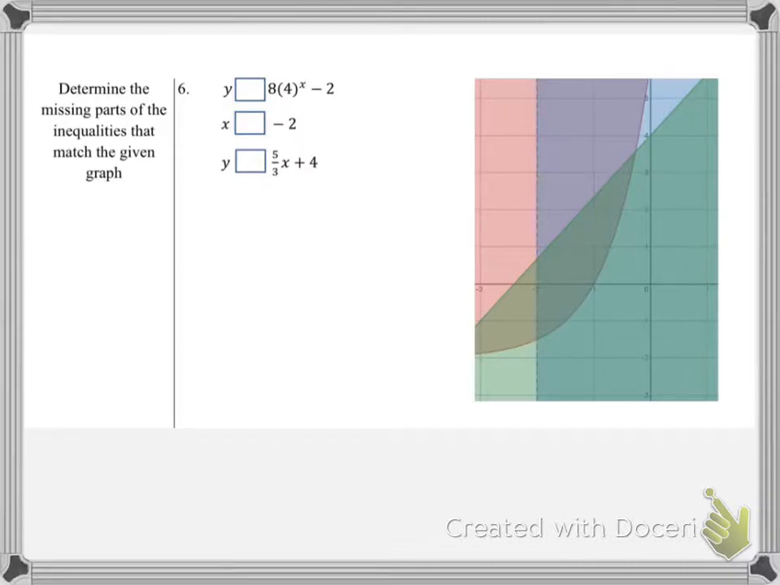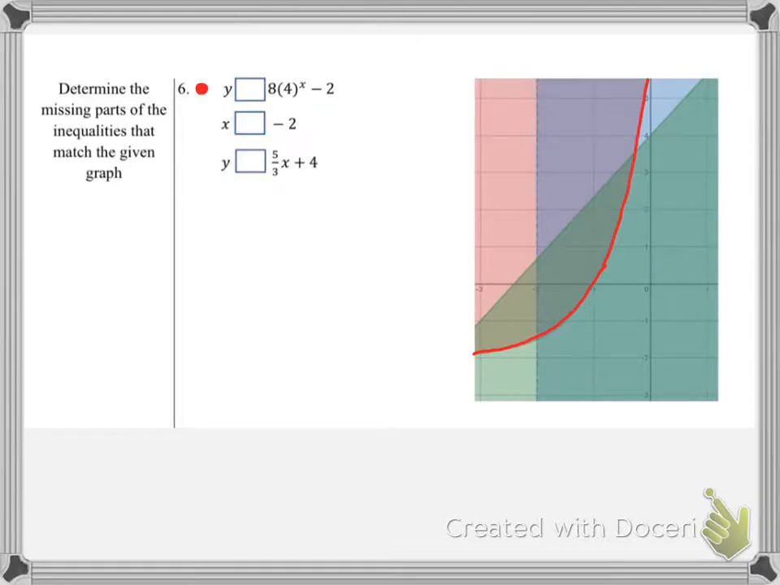Okay, so let's do the red. So I see a red boundary here. Okay. That's not a line. That's clearly not a line. That's a curve. So if I take a look over here, only one of them is a curve. That's the first guy right there.